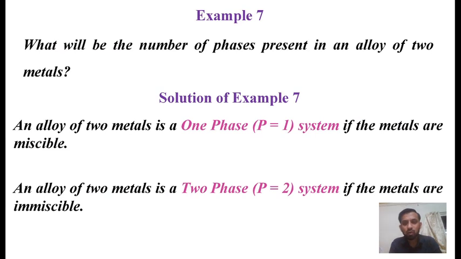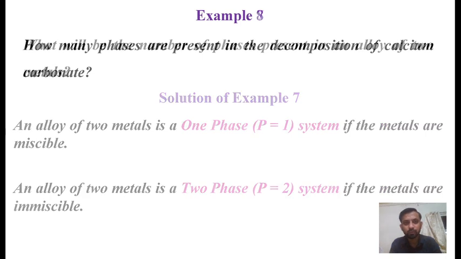What will be the number of phases present in an alloy of two metals? For this example there may be two solutions. The first one, if the metals are miscible, an alloy of two metals is a one phase system, while if the metals are immiscible, an alloy of two metals is a two phase system.